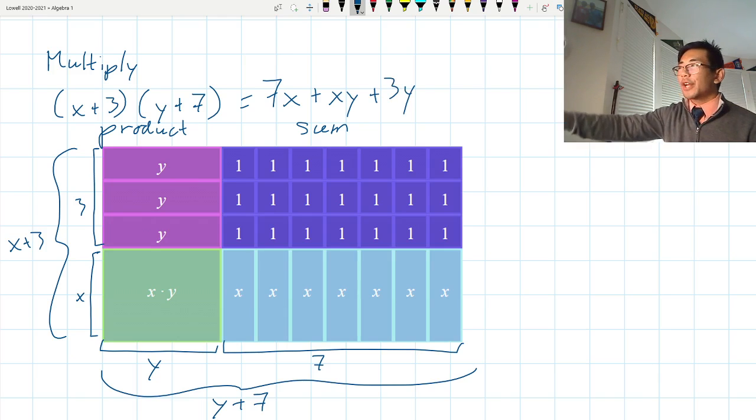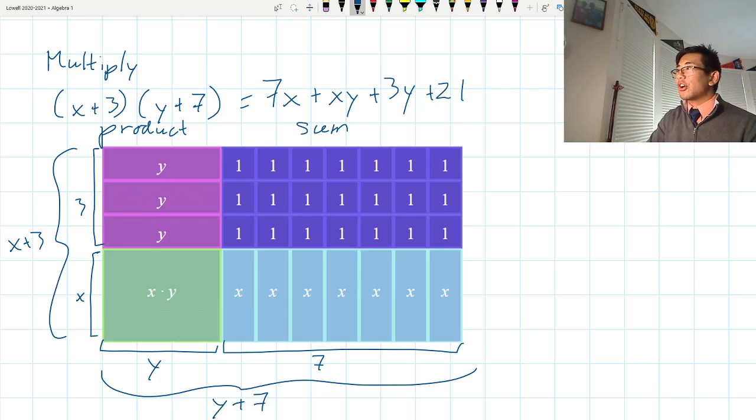And let's see, how many 1 tiles are there? So no x's, no y's, just how many unit tiles? It looks like I have 3 rows of 7. So I could count them up, or I'd figure that out by 3 times 7, which is 21. And so this is the area.